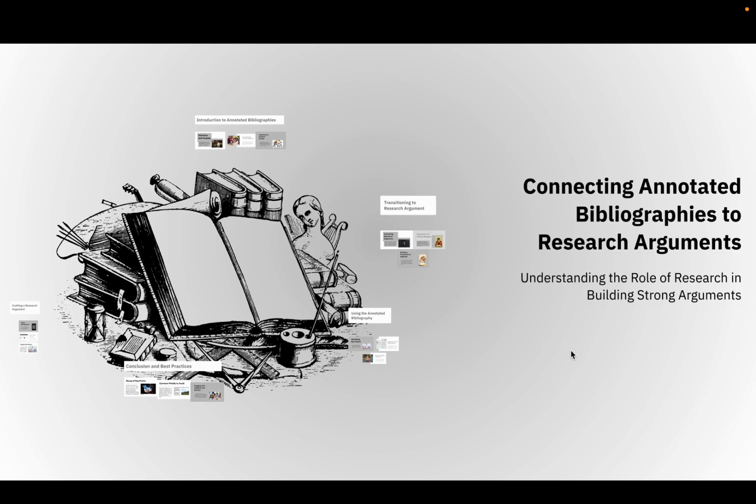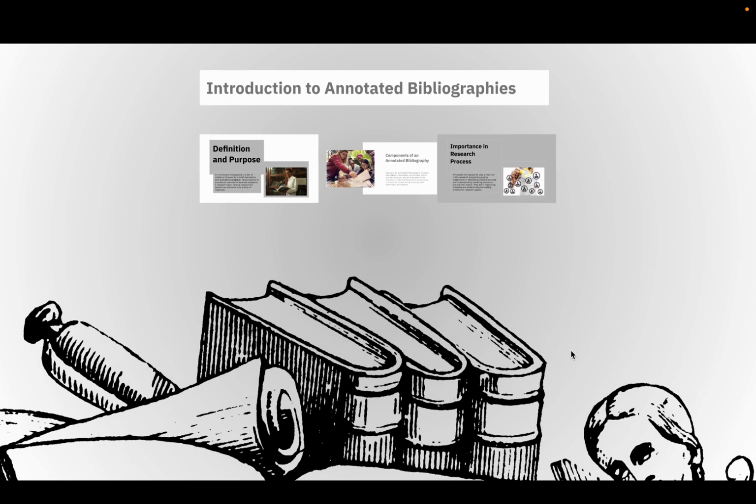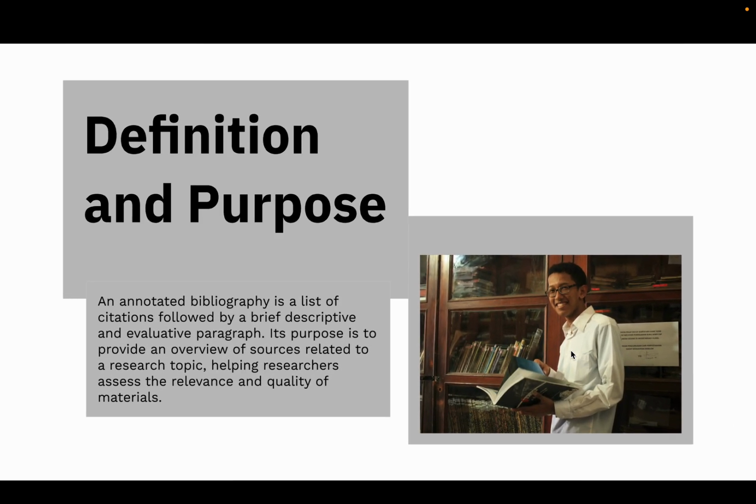This presentation is going to be on connecting annotated bibliographies to research arguments. As we have discussed over the last 2 weeks, an annotated bibliography is a list of citations followed by a brief descriptive and evaluative paragraph. Its purpose is to provide an overview of sources related to a research topic, helping researchers assess the relevance and quality of materials.